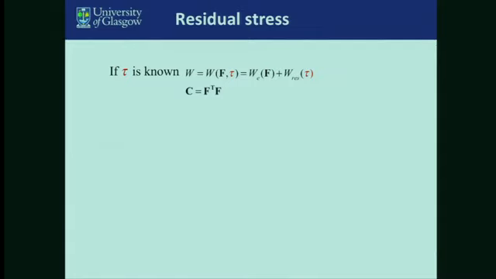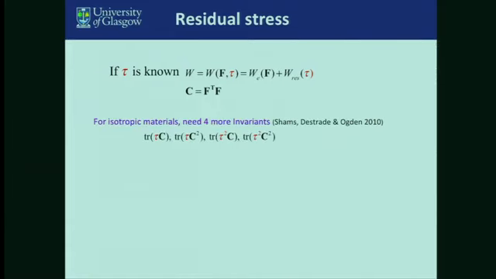There are also other ways. Assuming you somehow found it, then how do you change the strain energy function? Your strain energy function now is either a function of the elastic deformation gradient plus some kind of residual stress term, or you can think of it as having 2 parts. One is due to elastic energy, one is due to residual stress. And then I already mentioned for isotropic materials, you need 4 more invariants. So those are products of tau and C, tau C squared, and so on.